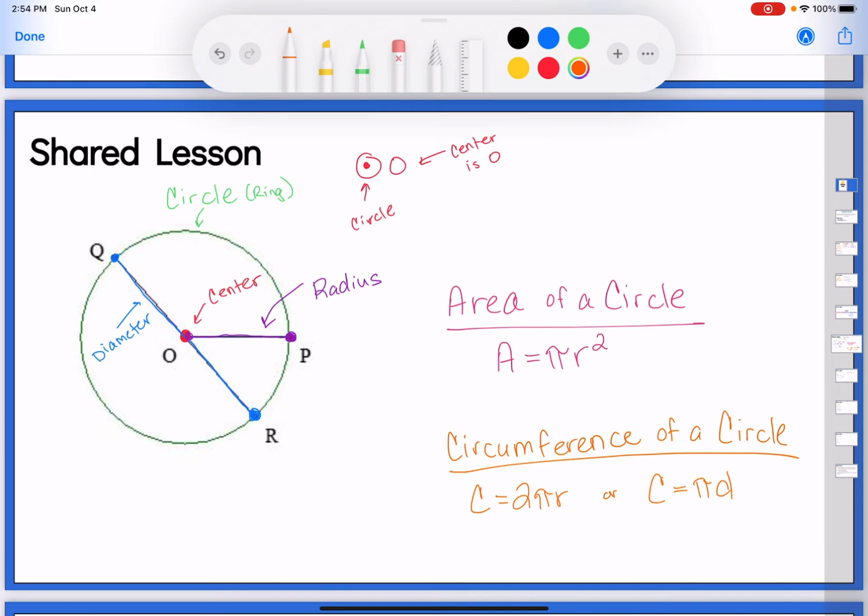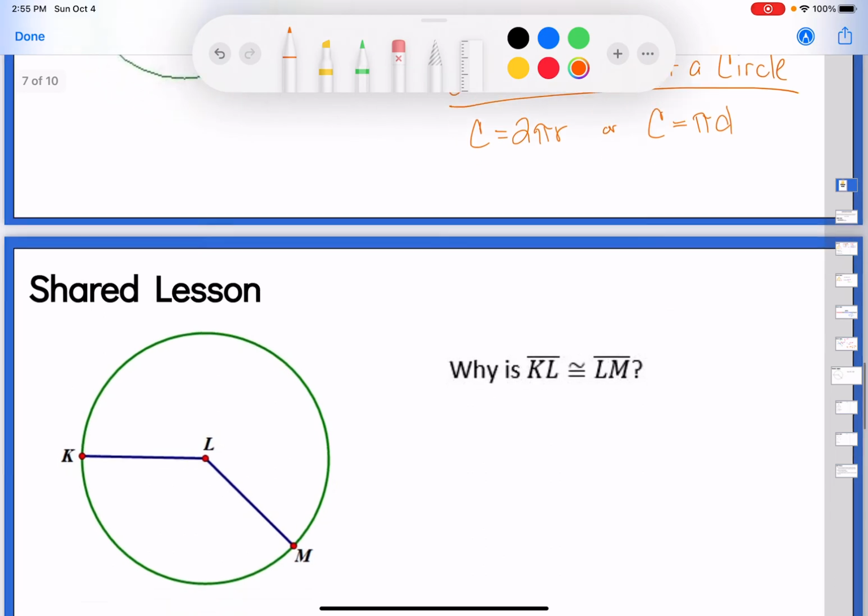Know the difference. Which one is the area? Area is units squared, radius squared. Circumference is no squareds, right? 2 pi r for circumference. All right. So that's our basic vocabulary.